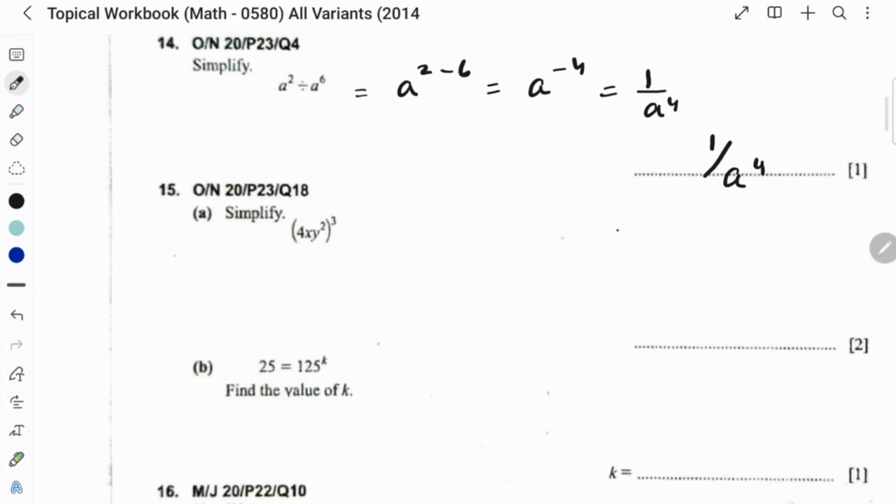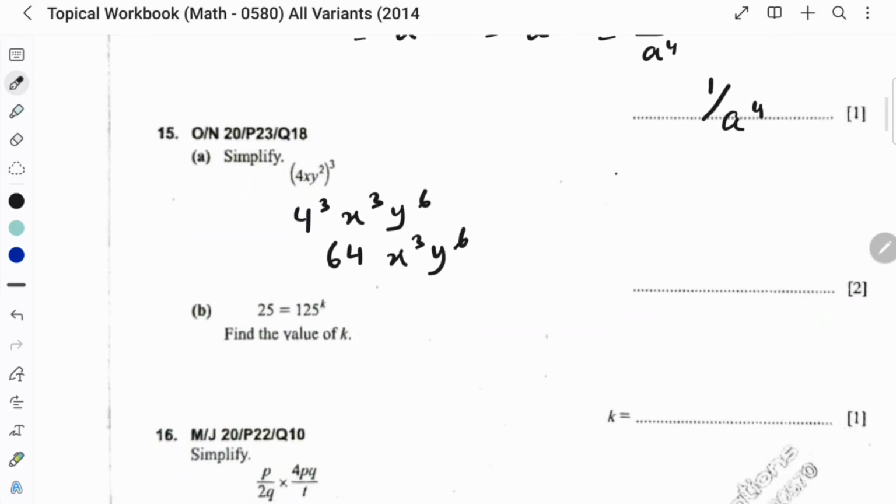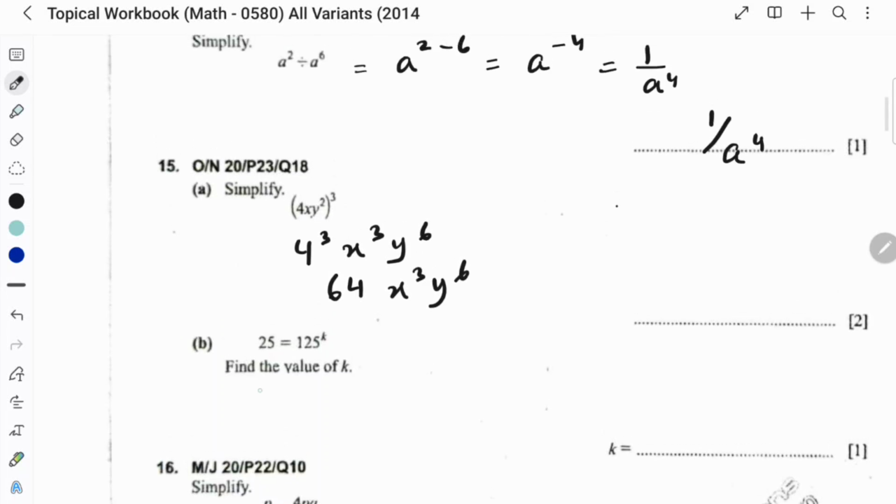Okay, now question number 15. In question number 15, we have 4 cube. So write down 4 cube x cube y. 2 times 3 is 6. Multiply the powers, okay? So x has just one power, that's why we are writing x cube. So 4 cube, everybody knows that it is 64, x cube y to the power 6. Next part for this question, 25 and 125.